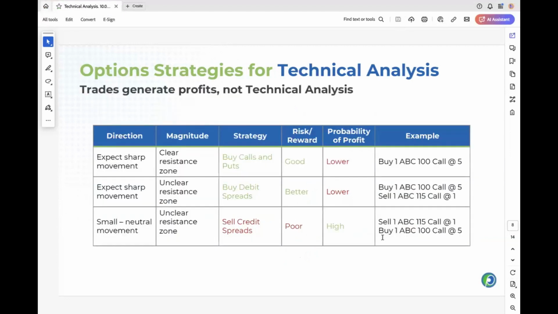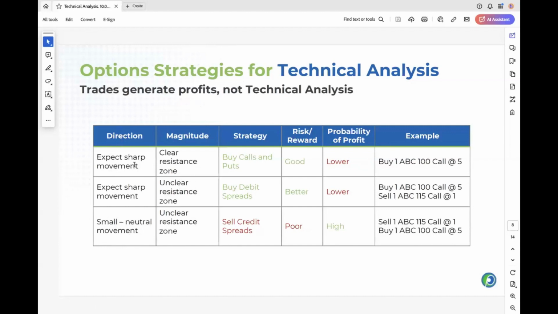Now, when we're marrying options with this, we need to understand that trades are generating profits, not technical analysis. We have to take an action on our observation is what this means. Trades also can generate losses, not technical analysis. Important to keep that balance there. So when we are expecting a directional move, we expect a sharp movement, or we may expect a slightly directional bias movement, we're going to look at the magnitude. This is what we're going to layer on when we bring on the technical analysis aspect.